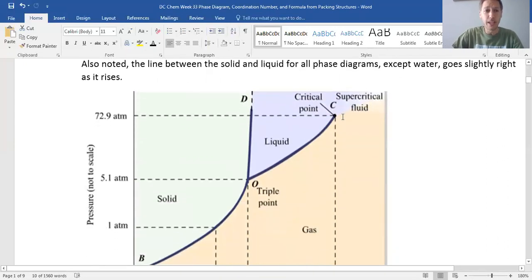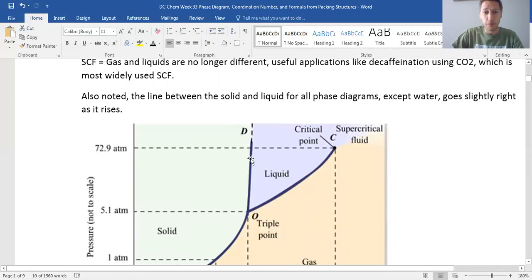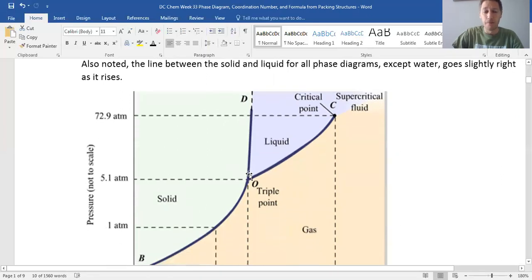We should also note that this line between the liquid and the solid slightly goes to the right for everybody. What that basically means is as we go up this line here, it bends to the right.